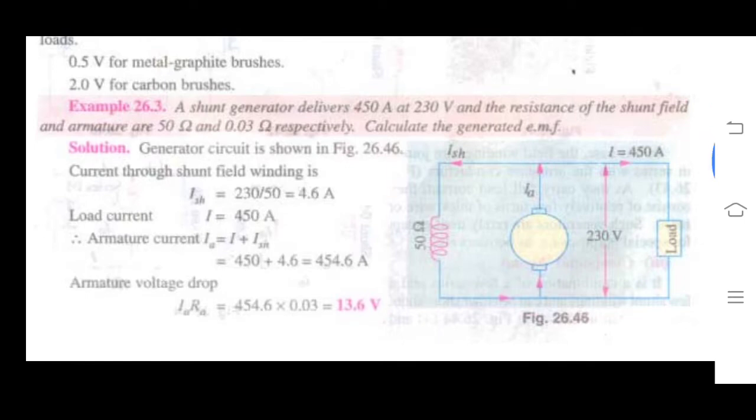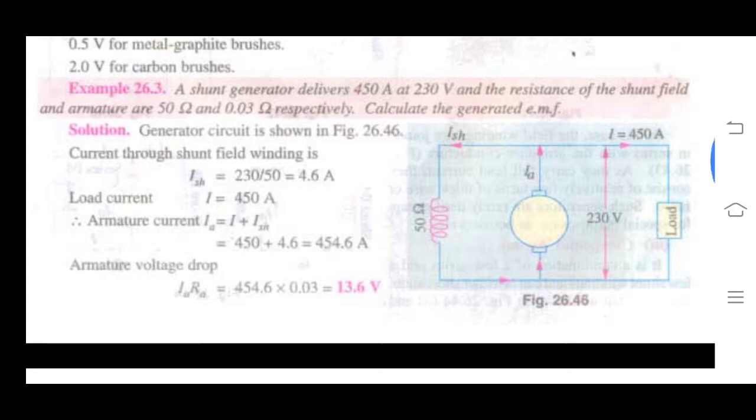This is the diagram of a shunt generator. A shunt generator delivers 450 amps of current at 230 volts, and the resistance of the shunt field and armature are 50 ohm and 0.03 ohm respectively. Calculate the generated EMF. So it is a shunt generator delivering 450 amps of current at 230 volts.